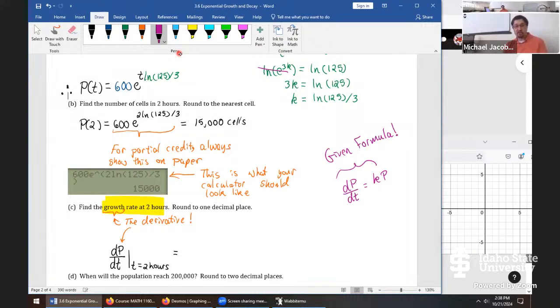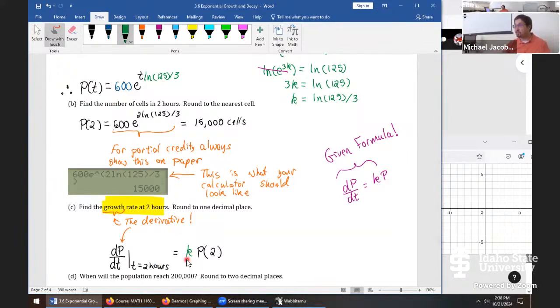That's the formula given at the start of the notes, the one we verified as true for a particular example, in example 1. And now what it means is, in part C, we don't have to calculate the derivative, we just grab it. So there it is, we give it k. That's just going to be natural log 125/3 once again. We multiply it by the population, P. But inside the population, we input 2 hours. So this is the whole answer to the problem. We just have to crank it out.